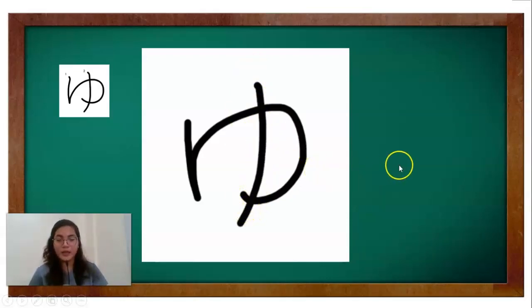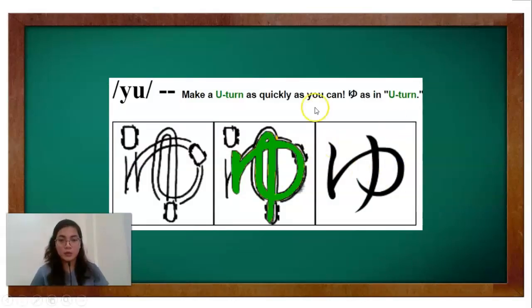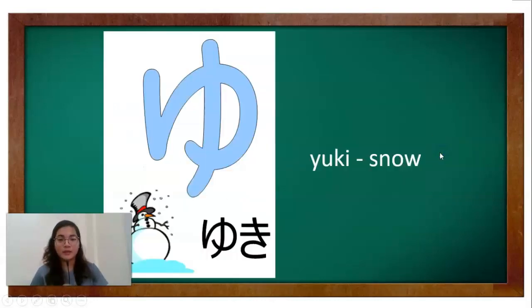Okay, and to remember this, you just think yu as in U-turn. Okay, here's an example word that starts with yu. Yuki. Yuki means snow. Yuki means snow.